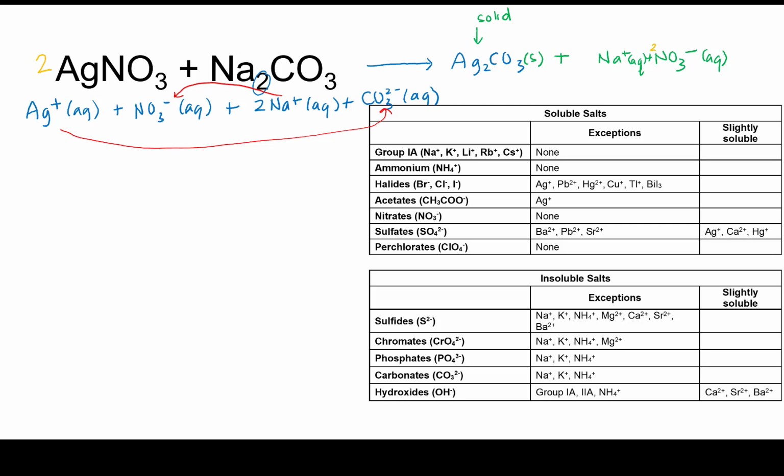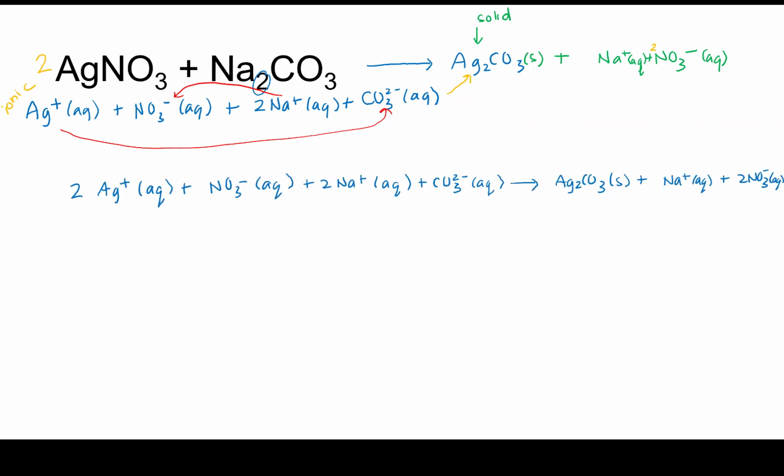If we now look at the net ionic equation, here's the ionic equation. That has the silver ion, nitrate ion, plus 2 Na plus, and then the CO3 minus, and that gave us this product. Now we can remove all of the spectator ions. So I'm just going to rewrite this. All right, so there's the equation that is written out.